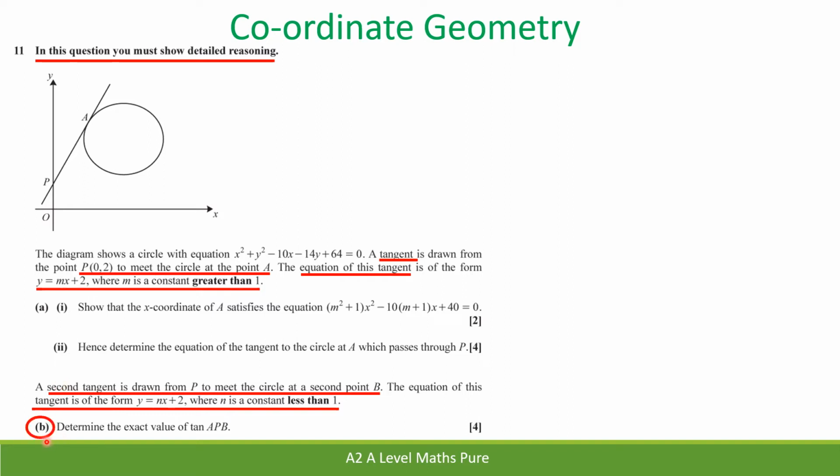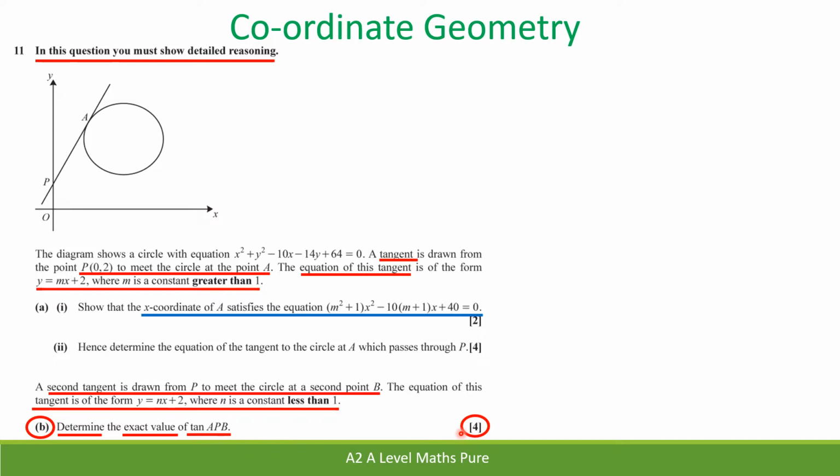And the question wants you to find the exact value. So this word determine means work out. The exact value, that means give your answer in surd form or as a fraction. The value of tan of APB. So the angle between A, P and this point here, B, that's going to appear. So you've got to work out this angle in between here. And this will be worth 4 marks in the exam.